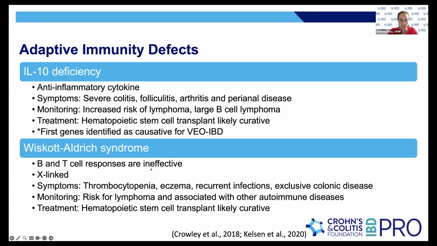And so next, another one to think about is Wiskott-Aldrich syndrome. This one affects the B and T cell responses, and their effects are essentially ineffective. It's X-linked. The symptoms there could be thrombocytopenia, eczema, recurrent infections, and then that exclusive colonic disease. Again, there's that risk for lymphoma and association with other autoimmune diseases, so something to keep in mind if that's identified. And then the treatment is hematopoietic stem cell transplant, again, which is likely curative. So you'll see this common theme here with the different treatments once the defect is identified.